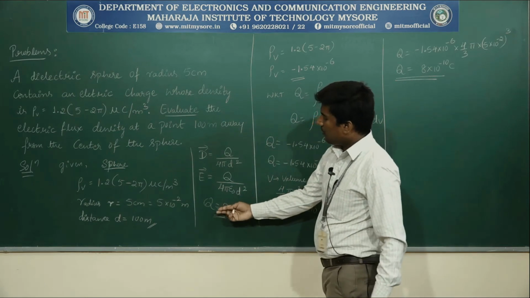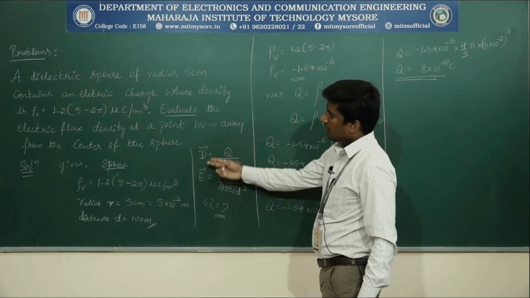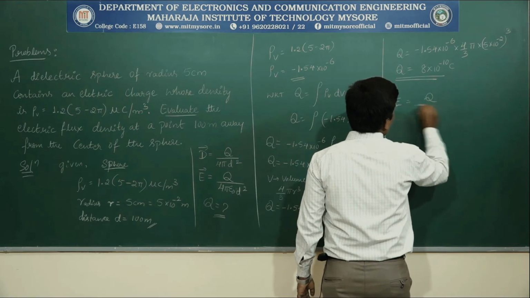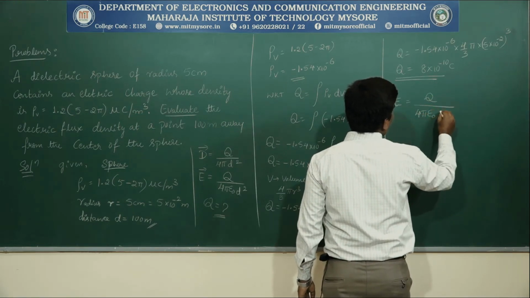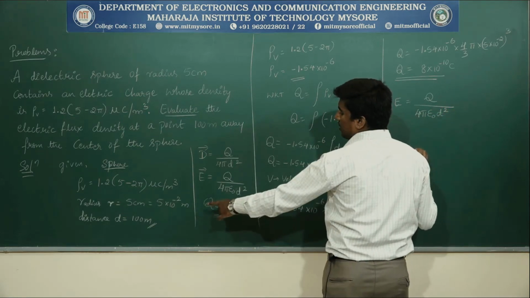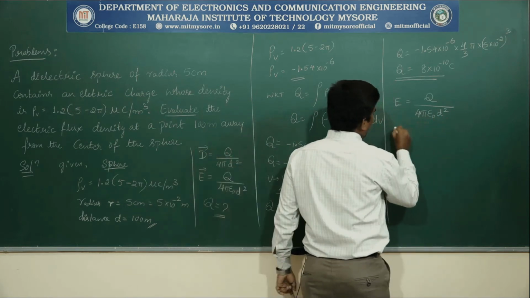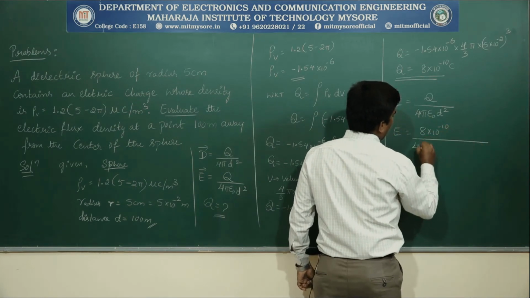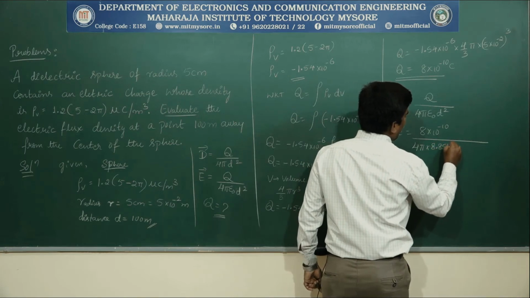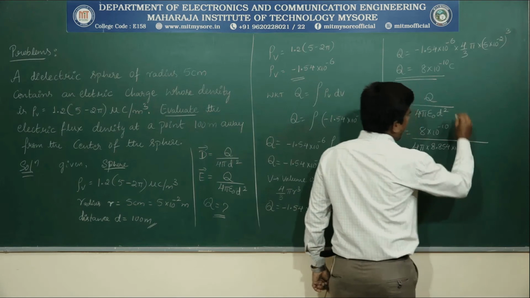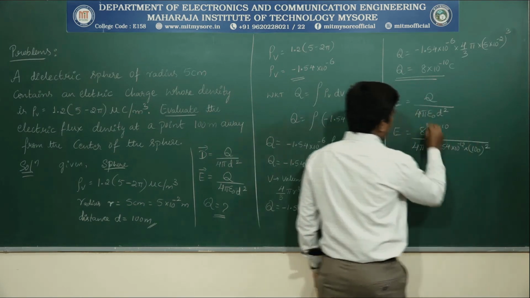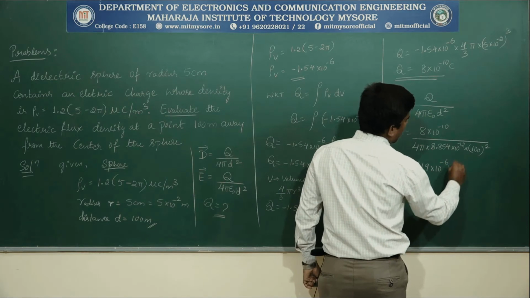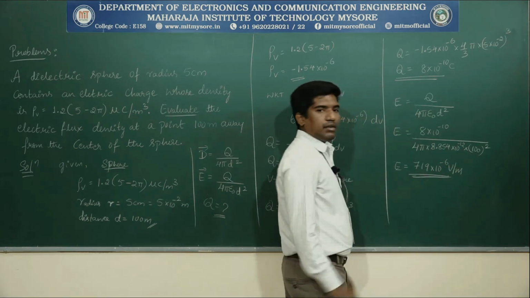Once we obtain Q, we can easily calculate E. By using E, we can directly go for D. Then E is equal to Q divided by 4 pi epsilon naught into D square, not R square, because distance is given as 100 meter. E is equal to 8 into 10 power minus 10 divided by 4 pi into 8.854 into 10 power minus 12 into 100 square. If we try to solve this, E is equal to 719 into 10 power minus 6 volt per meter. This is the value of E.